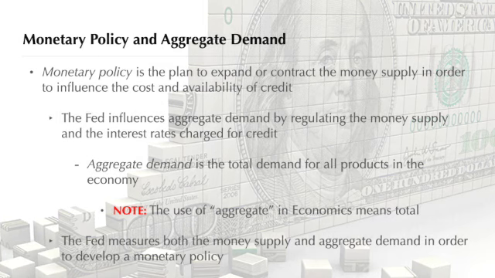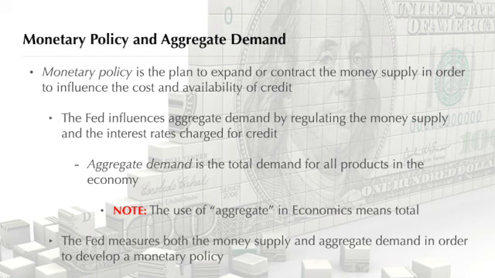The services provided by the Federal Reserve make the U.S. monetary and banking systems more efficient and sound. The major goal of the Fed, however, is to promote the goals of economic growth and stability. The Fed tries to achieve this goal through the use of monetary policy. Through its monetary policy, the Fed regulates the amount of money and credit available in the economy. Monetary policy is the plan to expand or contract the money supply in order to influence the cost and availability of credit. By regulating the money supply and the interest rates charged for credit, the Fed influences aggregate demand.